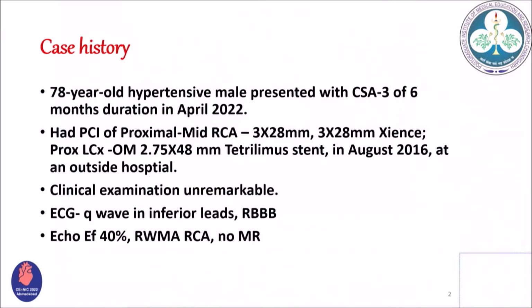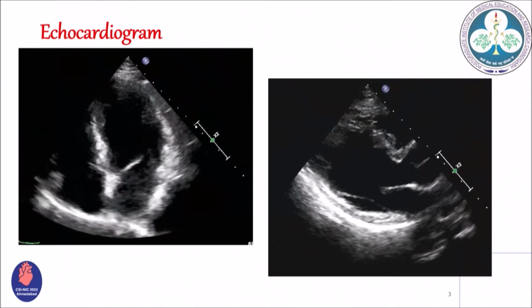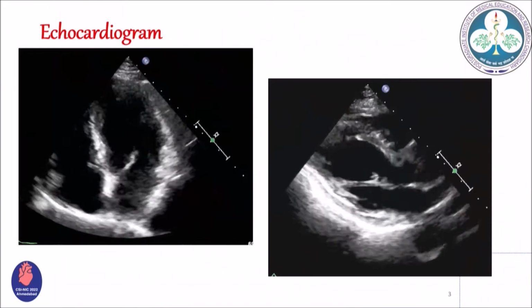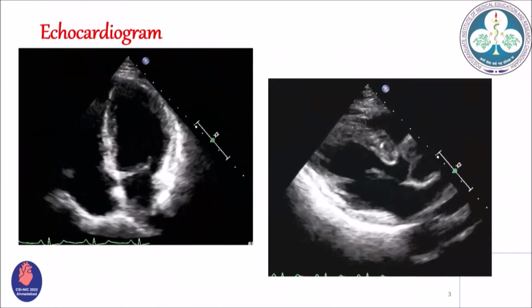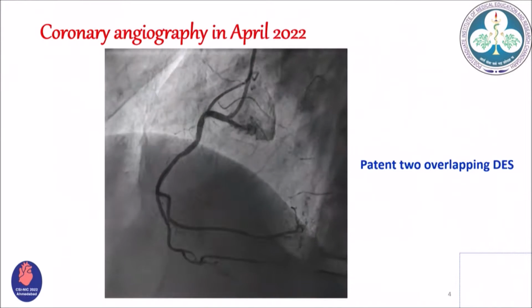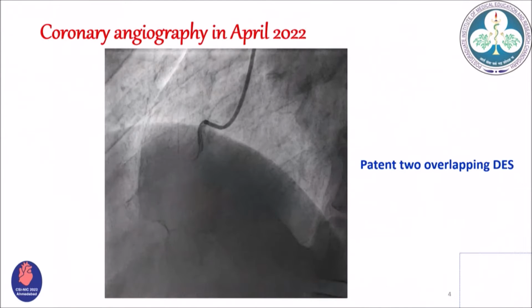At that moment of time, 2 months back, the clinical examination was unremarkable. ECG did show the Q wave in inferior leads and right bundle branch block. Echo at present shows the ejection fraction of 40%, regional wall motion abnormality in the RCA territory, and no mitral regurgitation. This is the echocardiogram, which shows the ejection fraction of around 40%, no mitral regurgitation, though color Doppler is not there. Next. And here is the angiogram, which was done 2 months back.